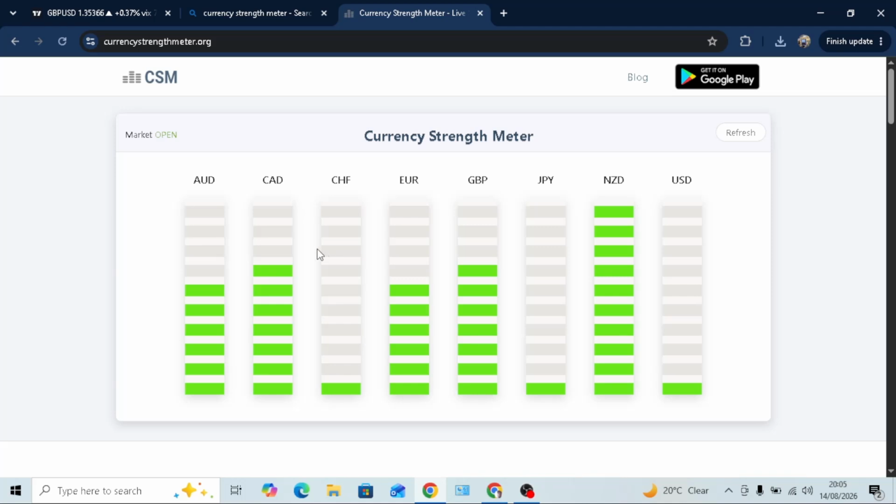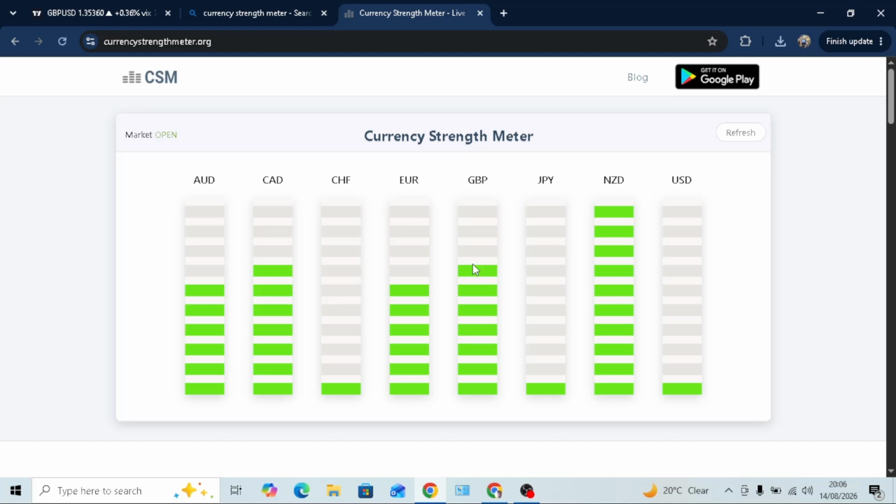All right. So once you've landed on this page, now this is the fun part of it. I want you now to identify which currency is strong and which is weak. In this particular case, as you can see, the USD is very weak. It has only one bar. The New Zealand dollar is the strongest. JPY is also very weak, has only one bar. The CHF is very weak as well. And the AUD, CAD, the GBP pound, and the euro, they are strong.